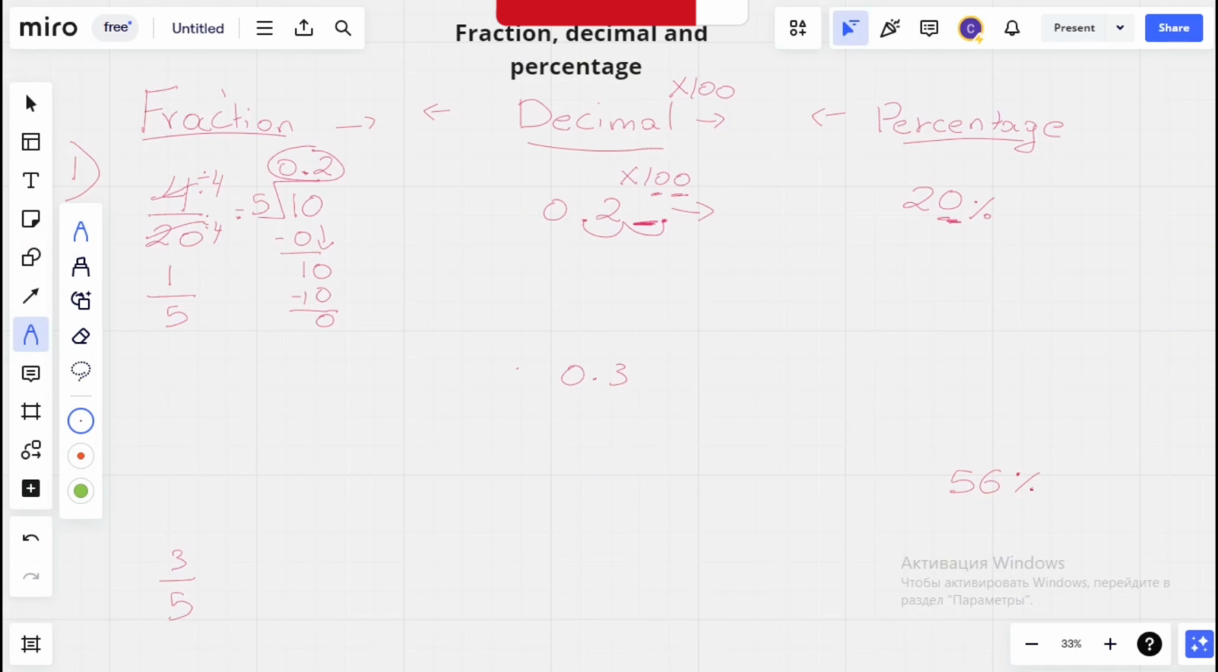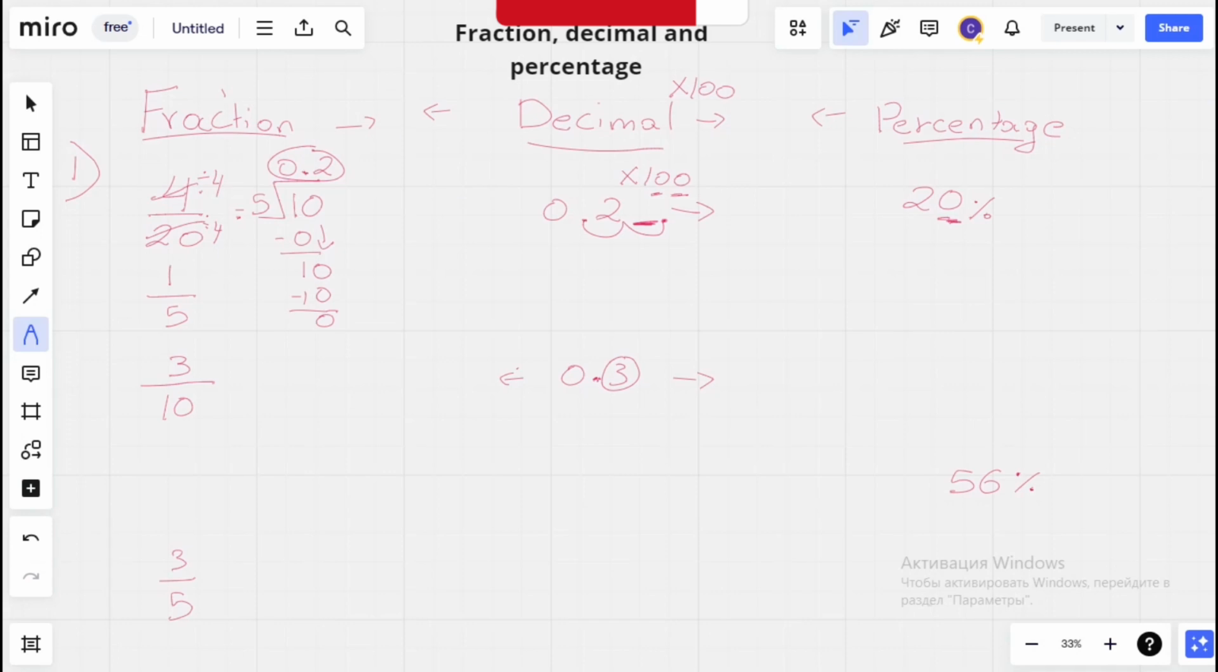Now we have a decimal. So how do we make it into percentage? How do we make it into a fraction? Let's turn it to a fraction first. The first thing we need to look at is how many zeros do we have, or how many numbers are after the decimal. It is 1, so we can just do it like this: 3 over 10. There you have it as a decimal.